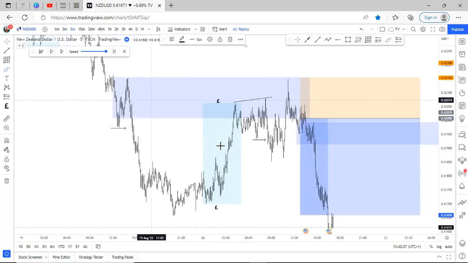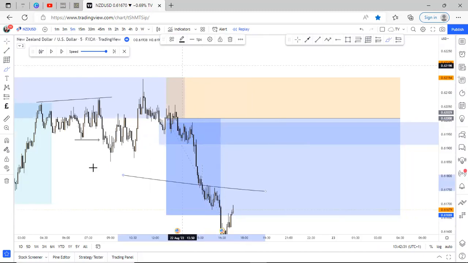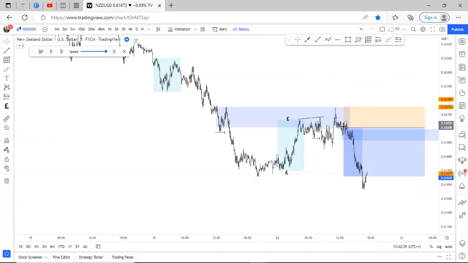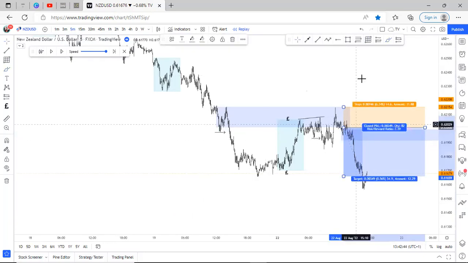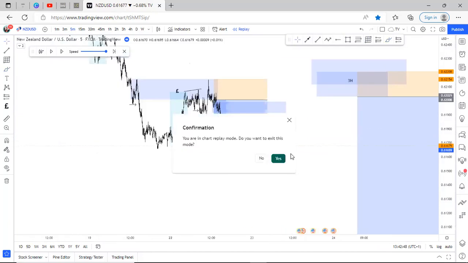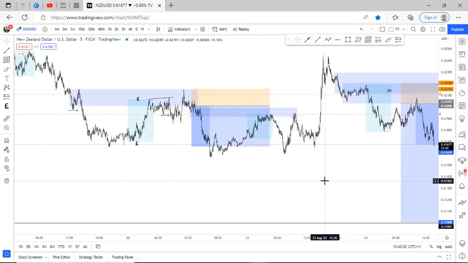Okay, and my take profit was right there. Take profit was hit, and that was the trade. Was this on Tuesday or Monday? I can't really remember now. Maybe Monday or Tuesday. So I actually got that sell trade, my take profit was hit, and I was out of the trade.